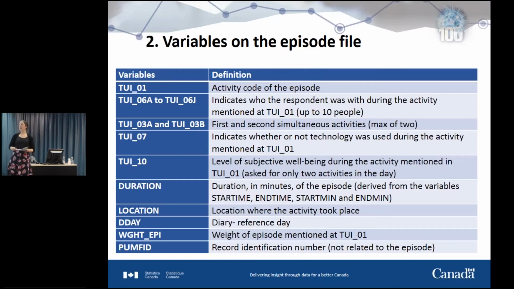The TUI10 is the level of subjective well-being. This was asked twice during the interview. The respondent has to say on a scale from -3 to +3 how pleasant was the activity. And of course, we have the duration, location, the reference date of the diary, and the episode weight. I won't spend time right now on it. We'll see that in section 4.